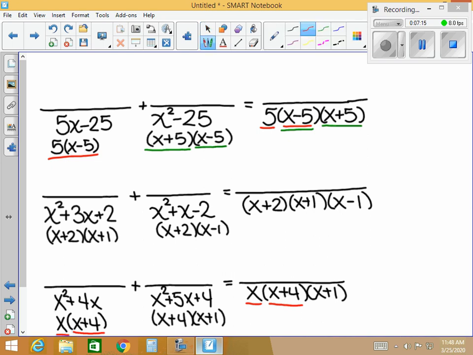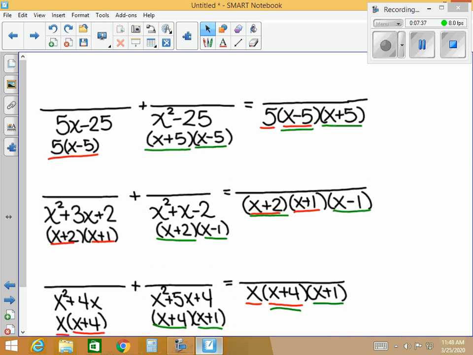On the second one, make sure you're careful with your signs. And we get both of those red factors on there. As we hop to the green, x plus 2 is already covered, but I need an x minus 1 on there as well. On the bottom, same kind of thing: x plus 4 was already there, but I also need an x plus 1. Okay. This is how we find a common denominator when we're working with algebraic expressions.